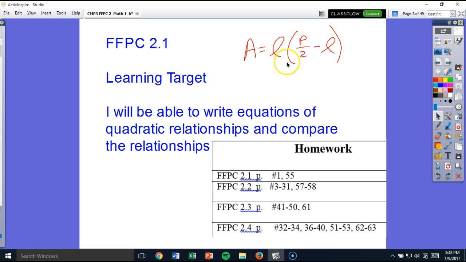And so that's the type of equations that we want to be able to write with these quadratic relationships, and then being able to compare those relationships. Our ACES questions for 2.1 here are just numbers 1 and 55.